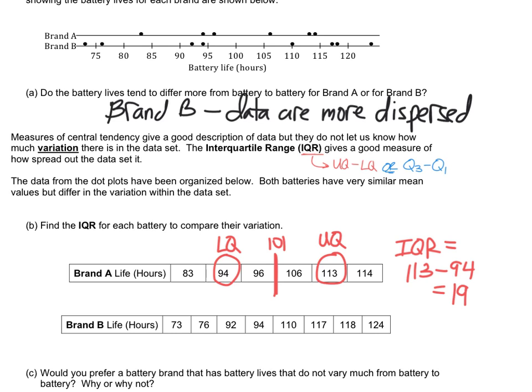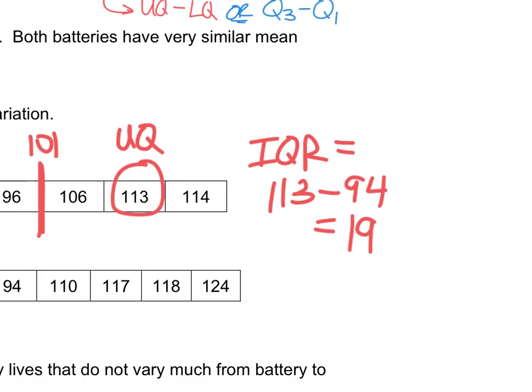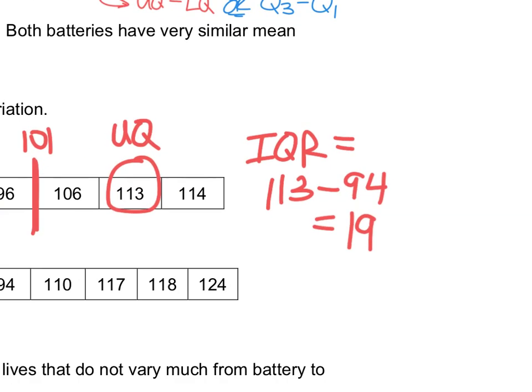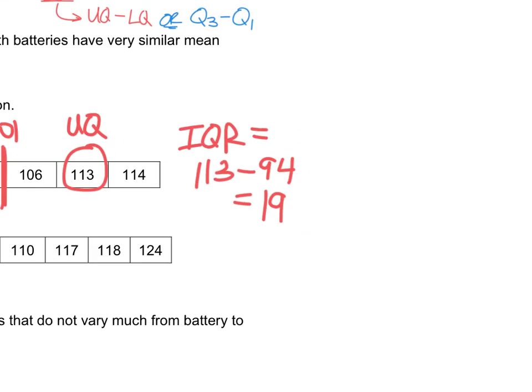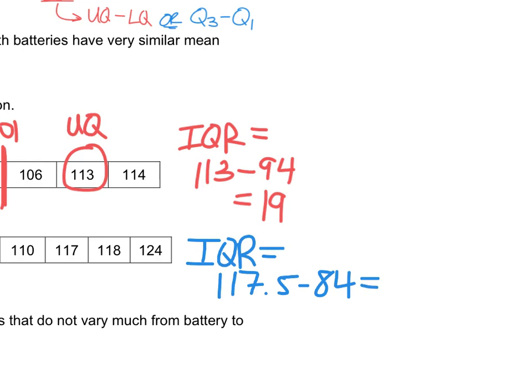You get your summary statistics for my second list of data, but specifically, I just wanted LQ and UQ, so 84 and 117.5. So 84. 117.5 minus 84 is what? 33.5? Is that right?